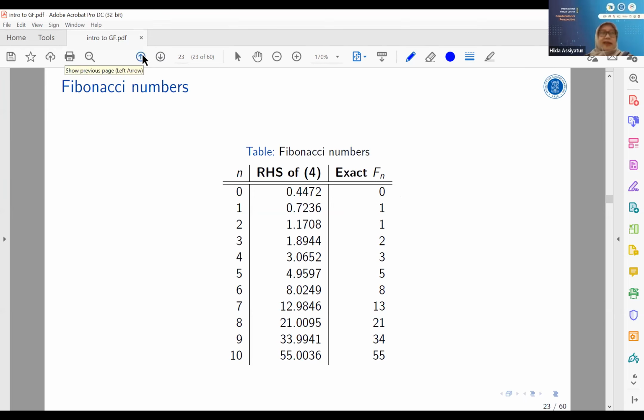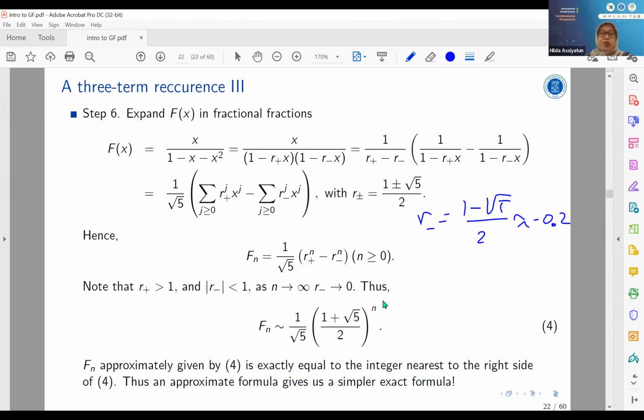If we have to choose whether we will use the exact formula for this sequence, or the approximate formula, which one will you choose? The first one or the second one? The exact value or the approximate formula? Which one would we choose?